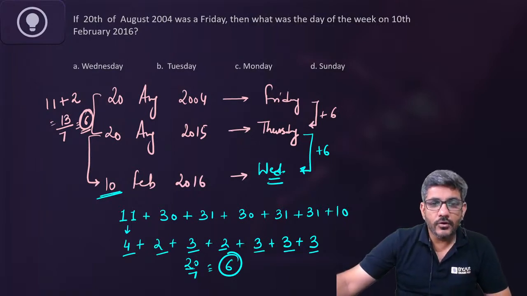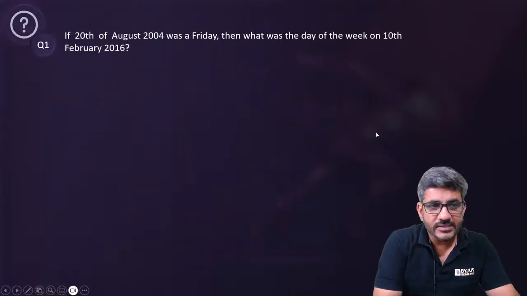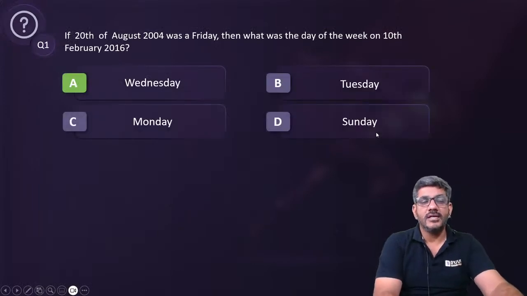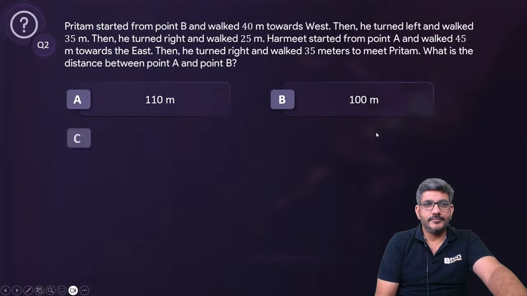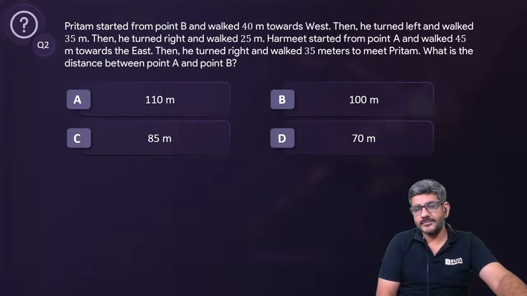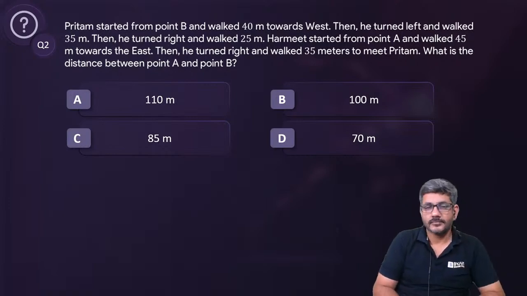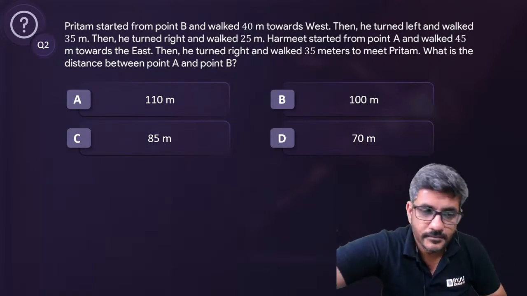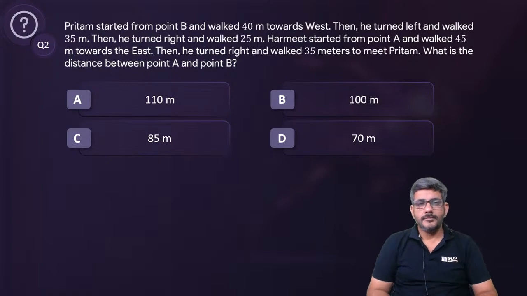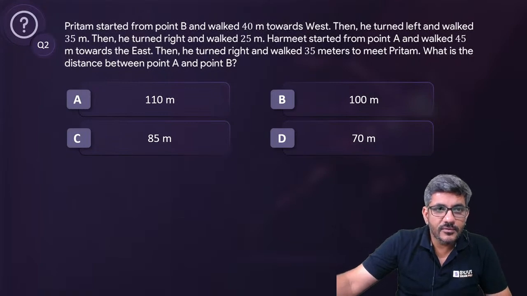Okay, I'm sure you are able to understand this solution, all of you. 10th February 2016 in this case would be Wednesday. The answer is option A. That is the answer for first question. I'll move ahead now to the second one on your screen now. Let me see how many of you can answer this correct. Question number 2. What is the right answer for this question now?